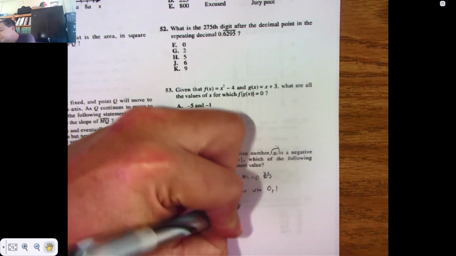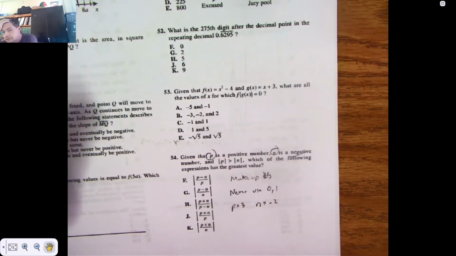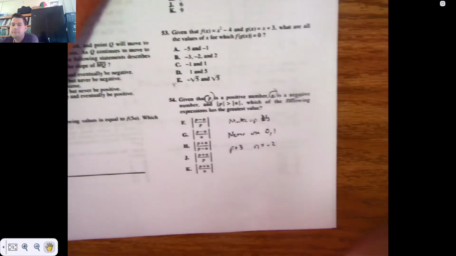So I'm going to let p be 3. I'm going to let n be -2 because it talks about n being negative. So I'm making up numbers. You never use your own one. And I'm going to take those things and I'm just going to plug them in. That's all I'm going to do. I'm going to evaluate what happens.